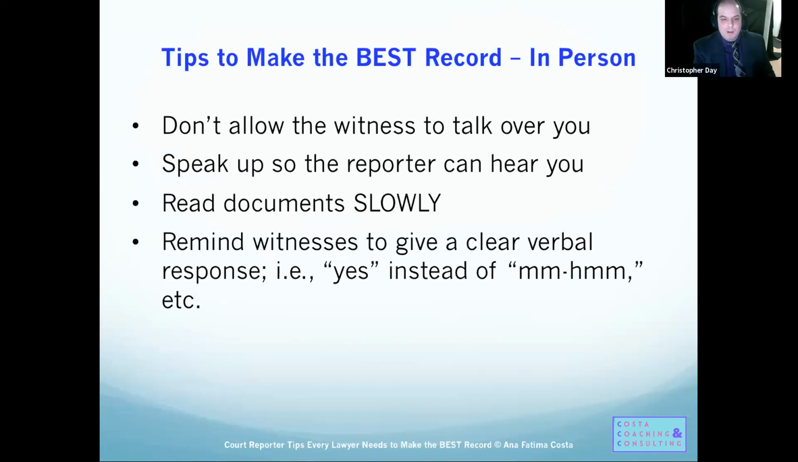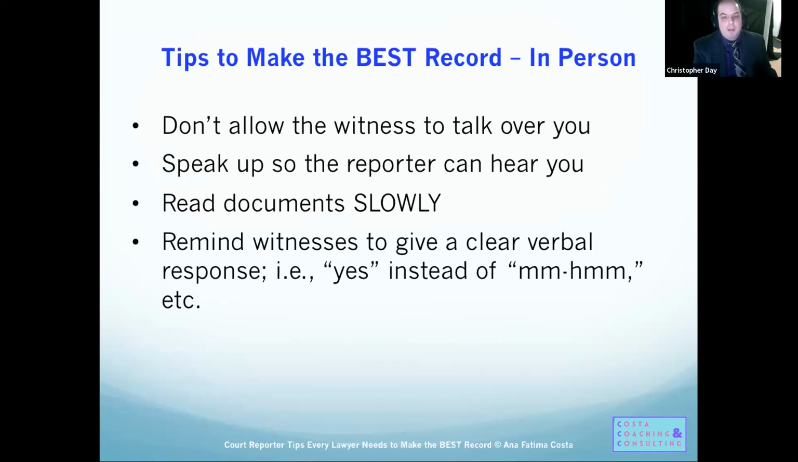Yeah, so it's a lot of similar stuff here. Don't let the witness talk over you. That goes with speaking at the same time from the last slide. If they're talking over you, the chances are good that we're not hearing one of you, and we want everybody to be represented. So make sure that you're not being talked over and you're not talking over somebody.